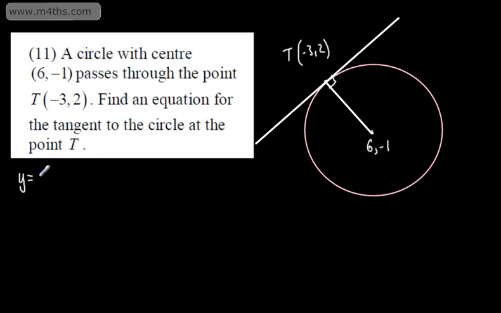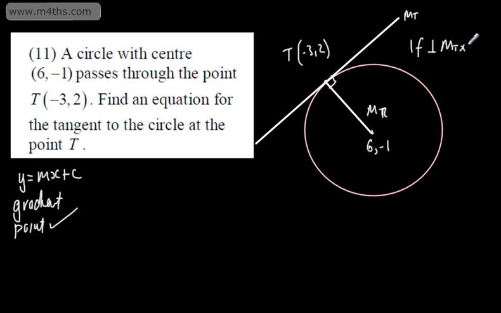Now that can be written in the form y is equal to mx plus c. All we need is a gradient, which I can find, and a point. I already have the point, so we need to find the gradient. What I'm going to do is find the gradient of the radius, and I'm going to call that mr, the gradient of the radius, and then mt, which is the gradient of the tangent. If perpendicular, mt times mr will be equal to -1. We've learnt this in a previous unit. When you multiply the gradients of two perpendicular lines, we end up with -1.